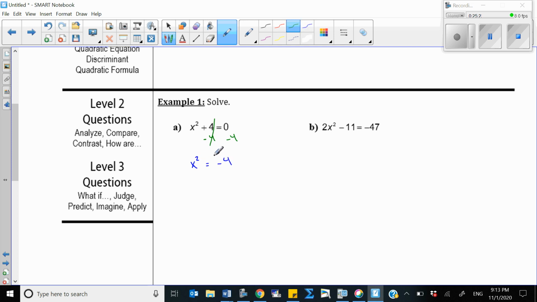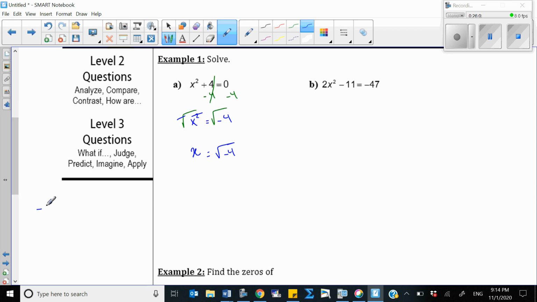Now, in order to solve for x, I need to get rid of the power of 2. So I take the square root of both sides. And now this square root and this power cancel each other. On the left side, I have x, and on the right side, I have the square root of negative 4. As I told you before, if you have a square root and the number under the square root is a negative number, that means we don't have a real solution, but we will have an imaginary or complex solution. So now let's see how we can find the complex solution of this one.